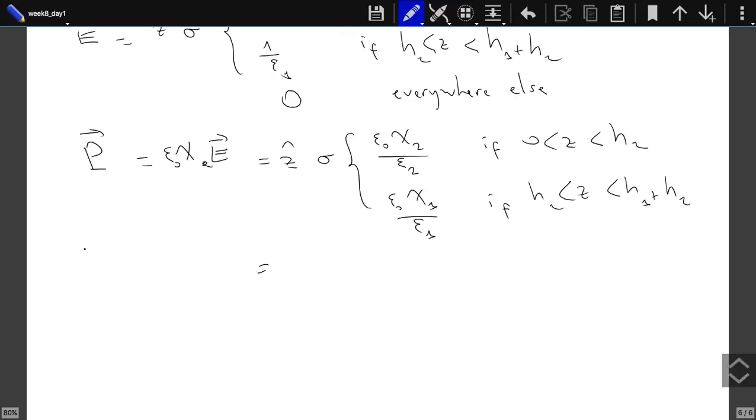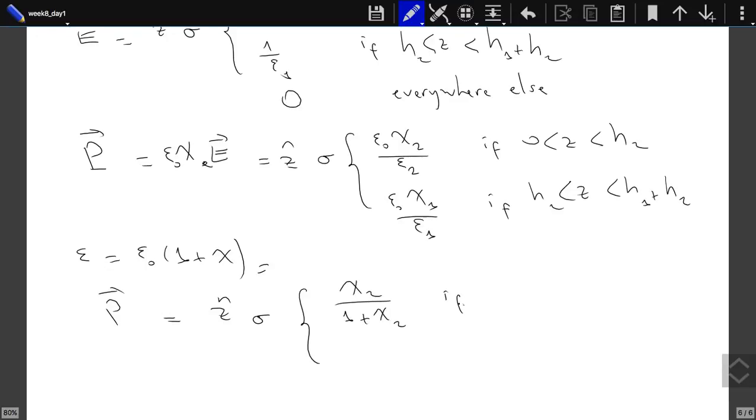Or let's rewrite this. Remember, epsilon was equal to epsilon 0 times (1 plus the susceptibility). So if I use this, I can just cancel the epsilon zeros. So P, the polarization, is equal to, in the z direction, sigma chi 2 over (1 plus chi 2), if z is between 0 and h2, and chi 1 over (1 plus chi 1), if I'm in region 1.